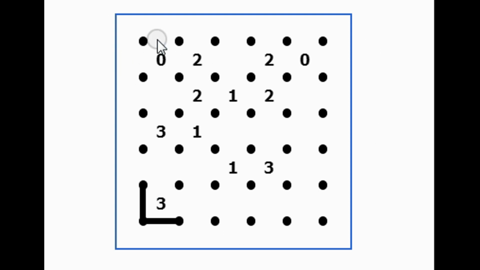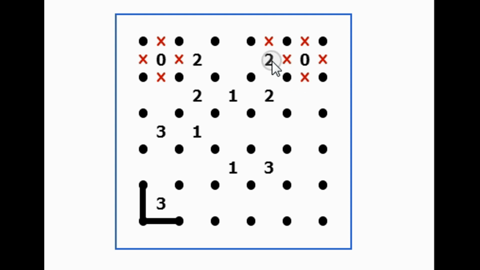Here's zeros. I like to fill zeros in right away just to get them out of the way. They're really easy. Now I know that this particular spot right here can't be a line, because if it is, it's going to dead end. So it has to be an X.